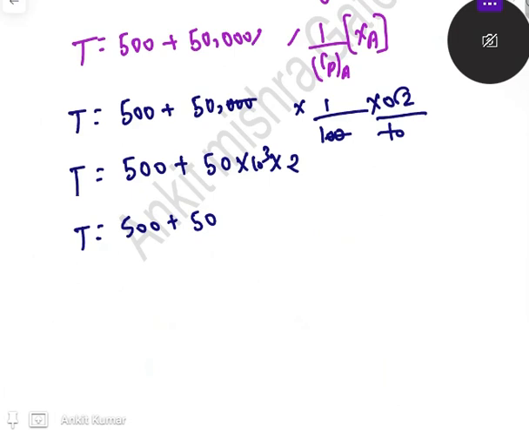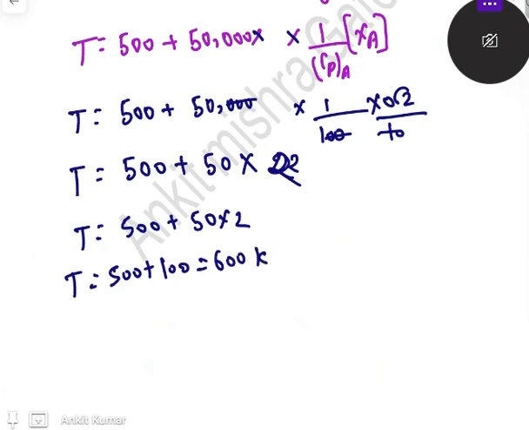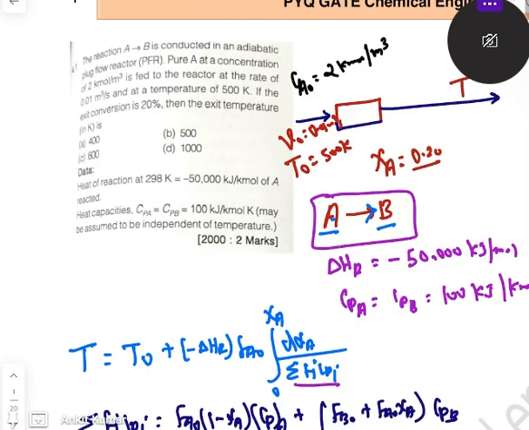So directly I'll be writing, right? So this 10 to the power 3 will not be here now. So that is only 2. So 50 into 2. So temperature will be equal to 500 plus 100, that is equal to 600 Kelvin. So here you got the exit temperature of the reactor is 600 Kelvin, and which is your option C is correct. Is that clear?